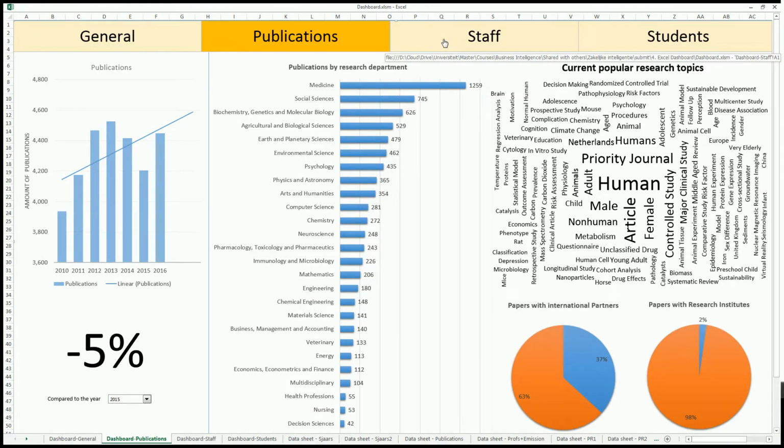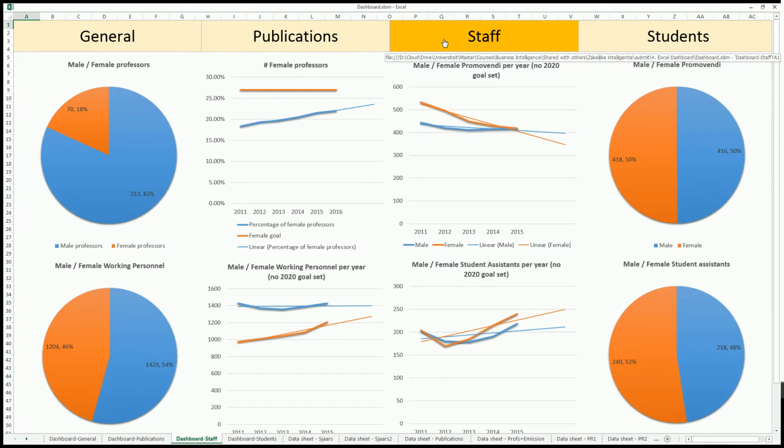Moving on to the staff tab. As I said earlier, Utrecht University is here for everyone, so they really want to have as much male personnel as female personnel. However, the amount of female professors is in very bad contrast to the amount of male professors. As we can see, there are only 18% female professors now.